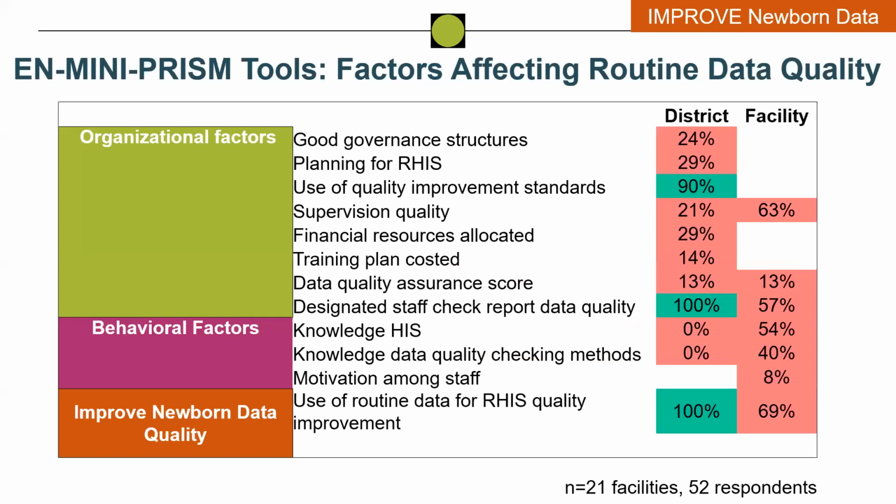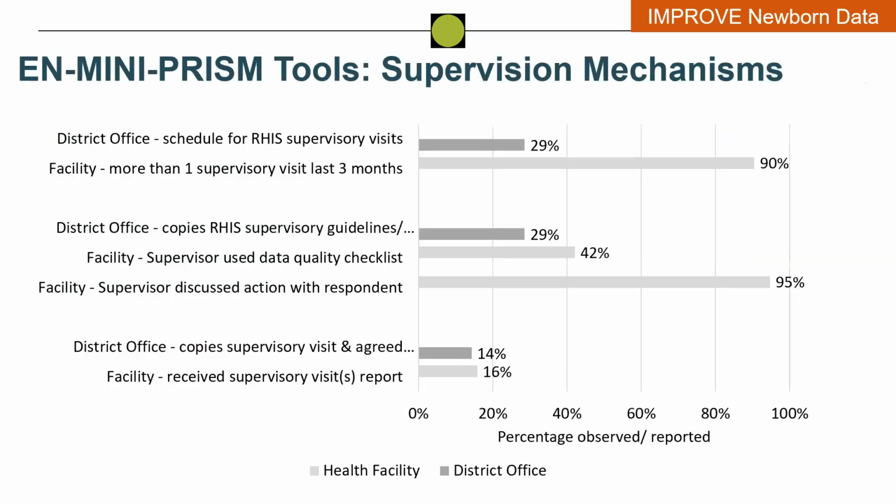To answer what factors are affecting routine data quality, we can see that some factors are better at district level and some are better at the facility level. For example, designated staff to check the data quality is present at all district levels. However, only a little more than half of the facilities have a designated staff to check the data quality. Then, if we look at supervision quality score, it is 63% at the facility level, whereas it's only 21% at the district level. As supervision visits are considered as one of the key elements to improve data quality, let's look at it more closely.